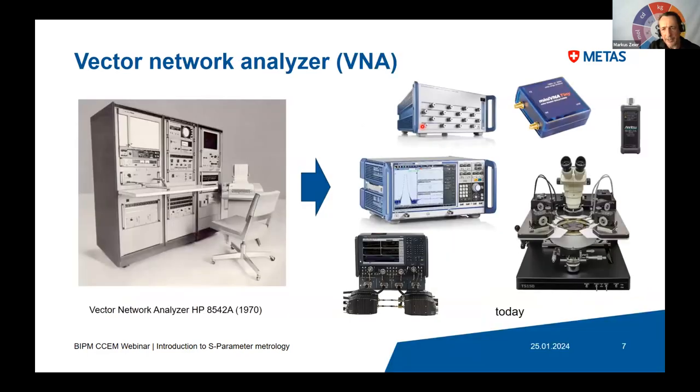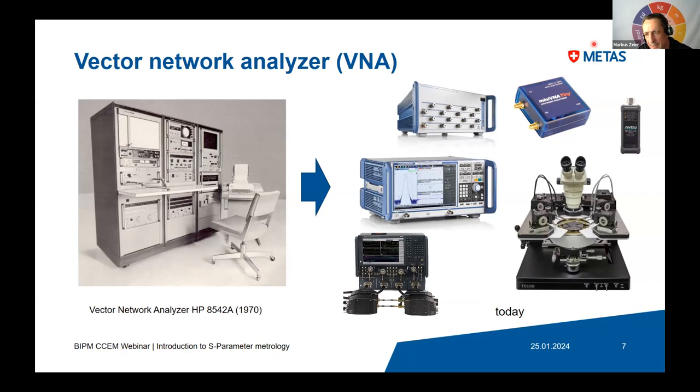So vector network analyzers are used to measure the S parameters. On the left side, you can see a legacy instrument. This is from 1970 from HP. I'm not sure if it was the first one, but you can see it's really big. It was probably consuming a lot of energy. Obviously, this has developed quite a lot, and on the right side, you can see different models from today.